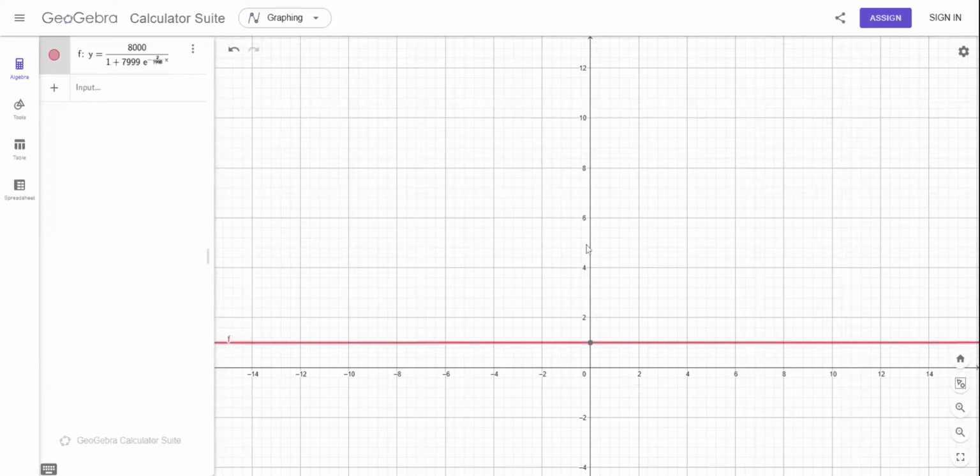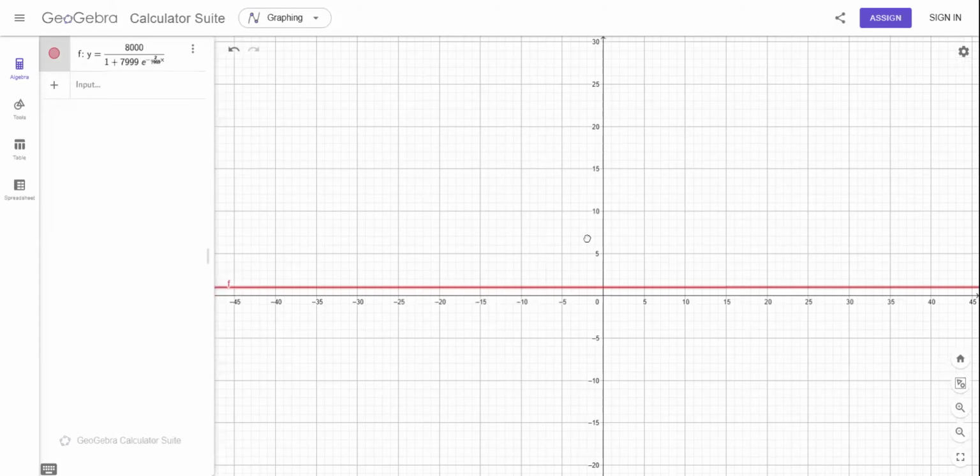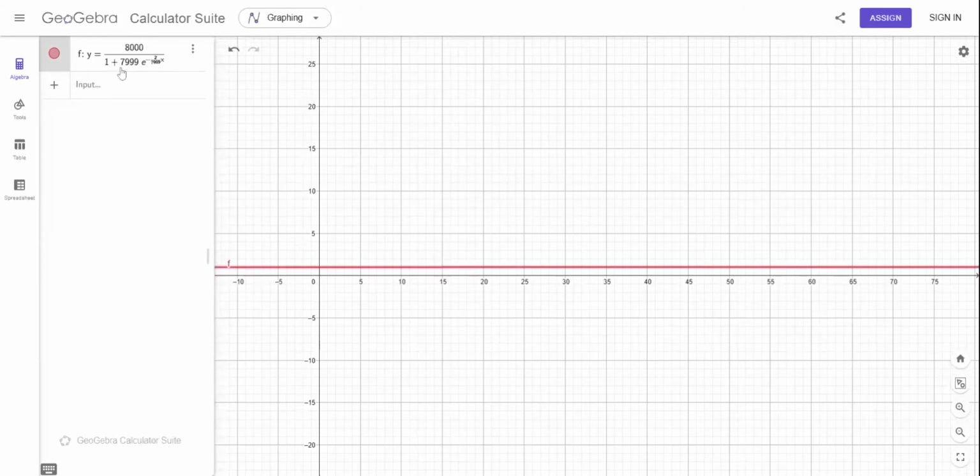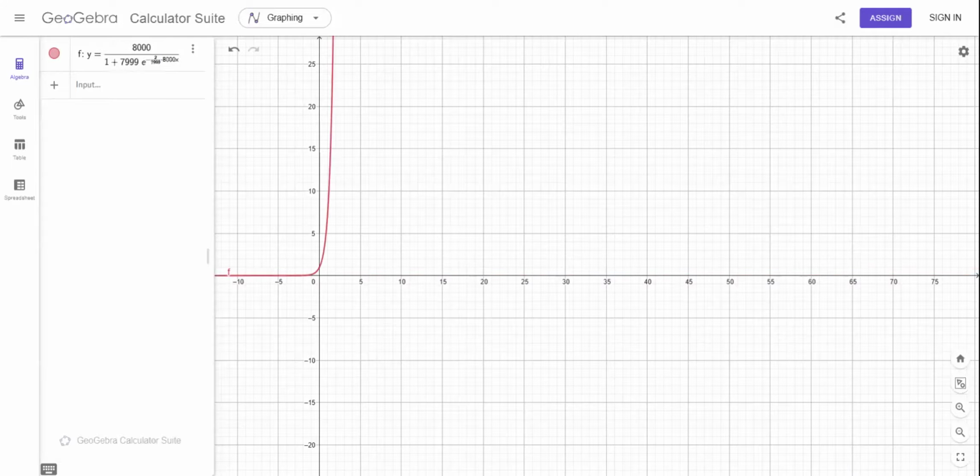And why is it flat? I want you to just zoom out just a little bit. No. This is 8,000 over 1. Was it plus in my final answer? Oh, there. Okay. 8,000 over 1 plus 7,999. Oh, and then I'm sorry, there's an 8,000 I missed there too. e to the negative 8,000 kt. So I need to times 8,000 in here. I think I missed that. Try that. There we go.